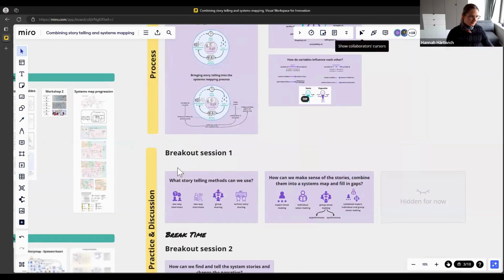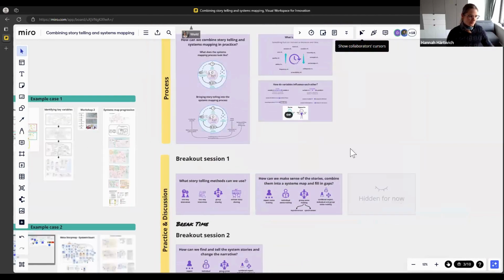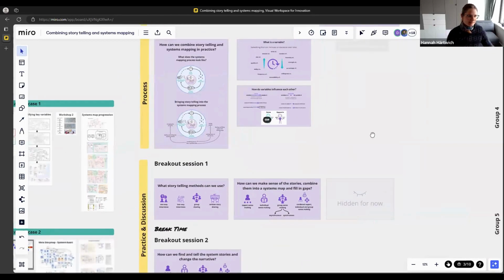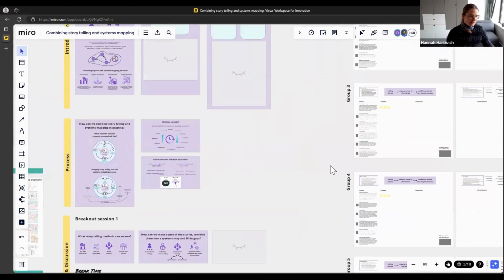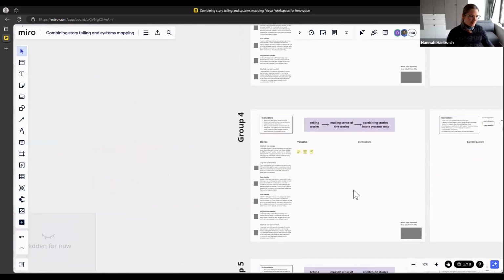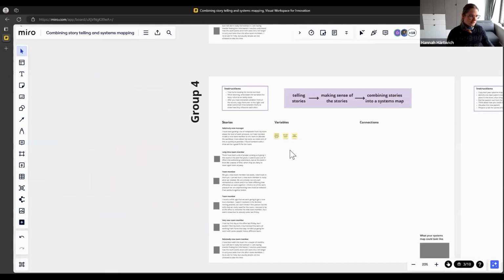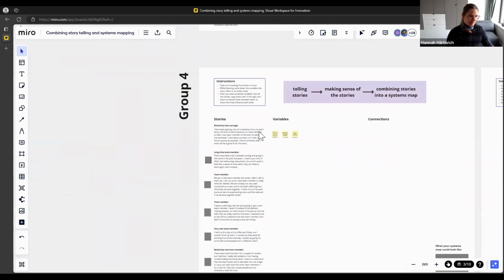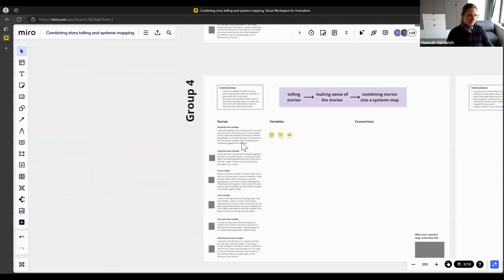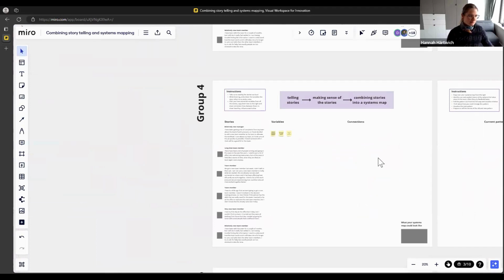And from there, we will have 2 breakout sessions where you really get to practice these steps yourself. So I set up a small exercise for you where you have a couple of stories that you can work with, and see, okay, how can we take out the variables from these stories? How can we combine them into a systems map?